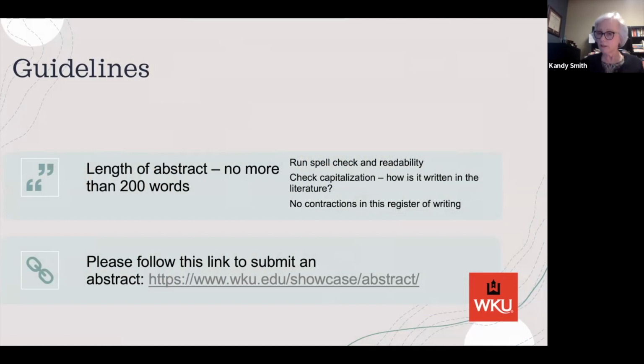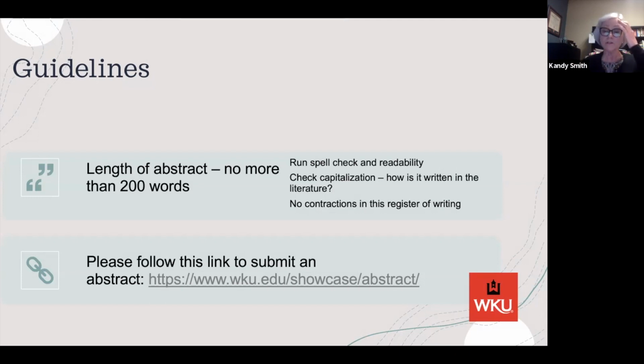And then I do encourage you to run spell check, editor, and readability. Also check the capitalization. Don't just capitalize words to be capitalizing them, but look in the literature that you're reading. I'm sure if you're doing a research project, you've also read some of the literature of other research. If they capitalize it, then capitalize it. That's how I decide. Sometimes I have a phrase that I'm not sure if it should be capitalized or not, and I go and look at the published works and make sure that I align with that.